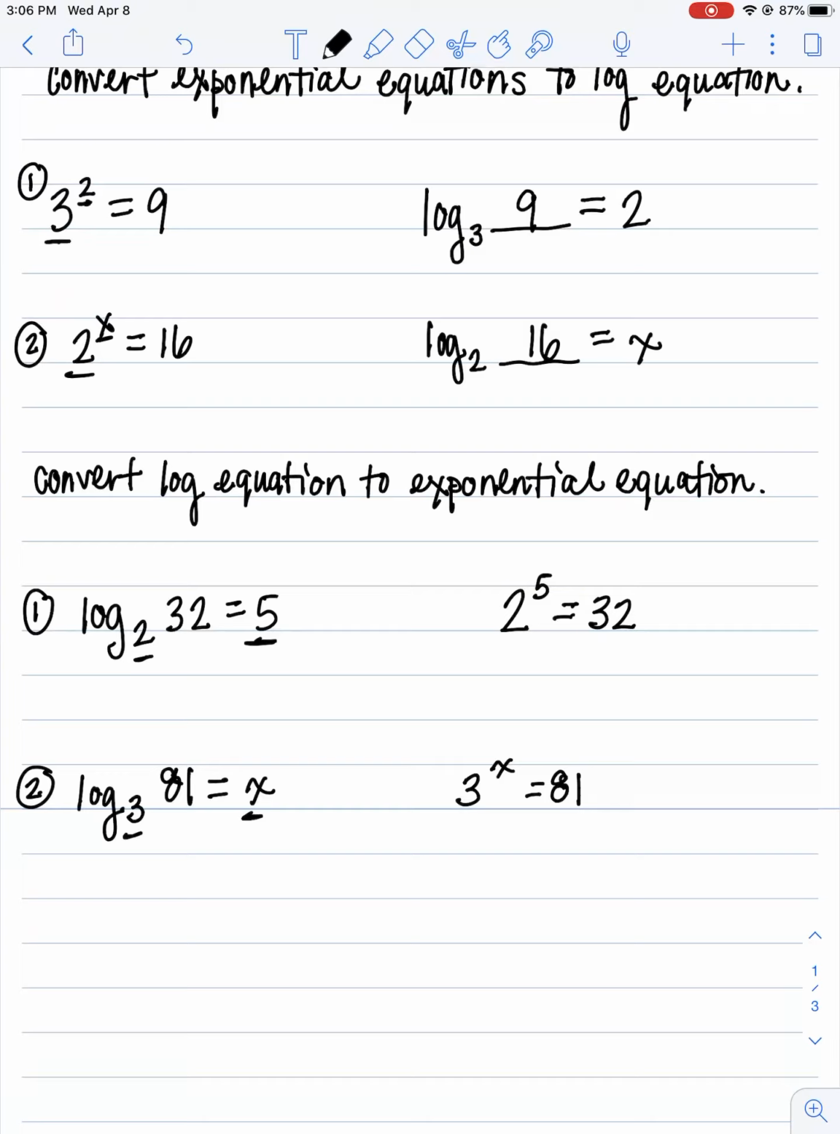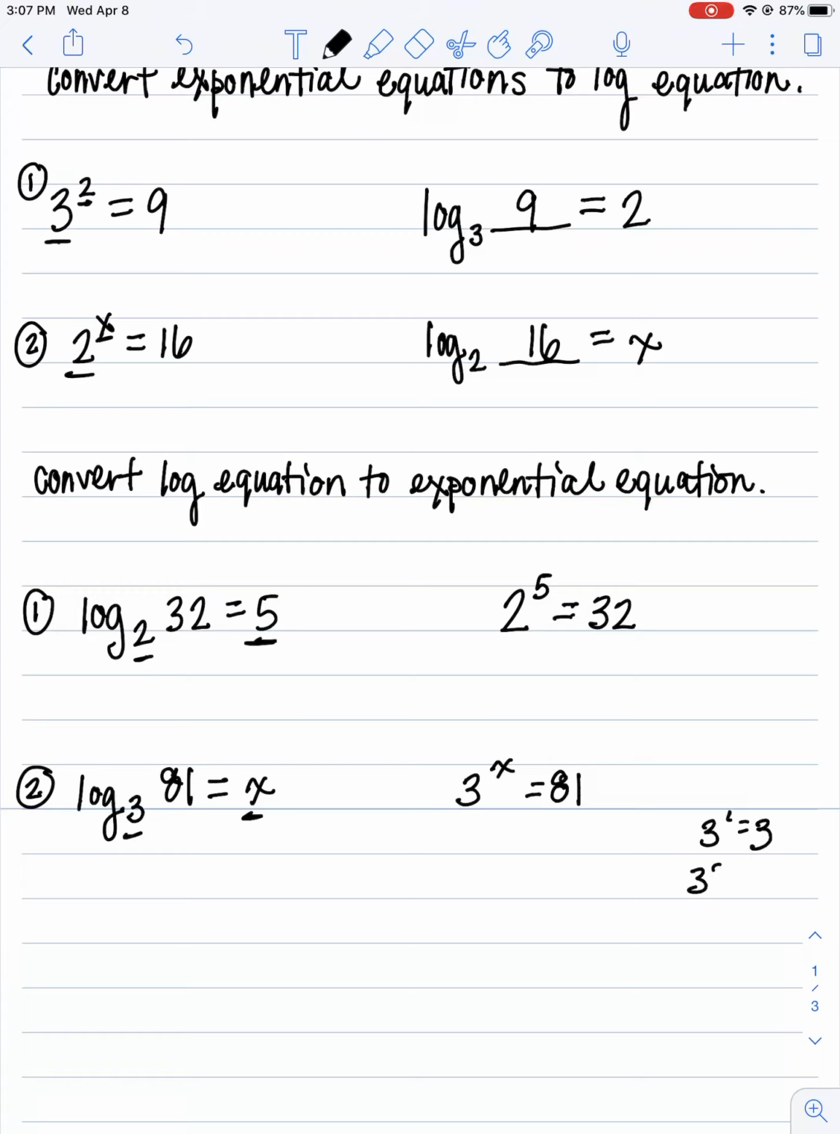And I kind of jumped ahead with this because not only can you convert this, which is exactly what we just did, you converted a logarithmic equation to an exponential equation, you can now solve this because you know that 3 to some power does equal 81.